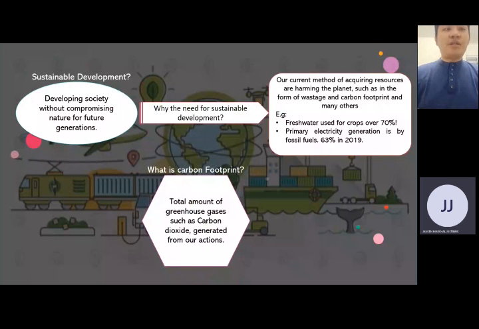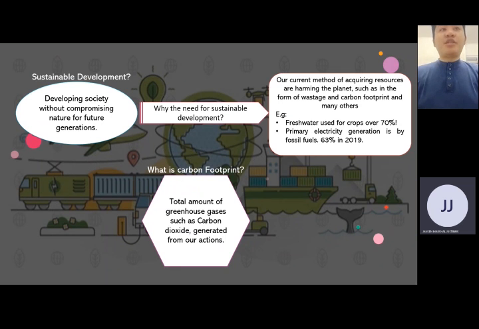Nature that we have right now, for example, animals and flora, have been compromised due to many activities such as overforesting, which have harmed the habitats of the animals and caused them to go extinct. So that is only one of the reasons for the need for sustainable development. Other than that, our current method of acquiring resources is harming the planet, such as in the form of wastage and carbon footprint, and many others.